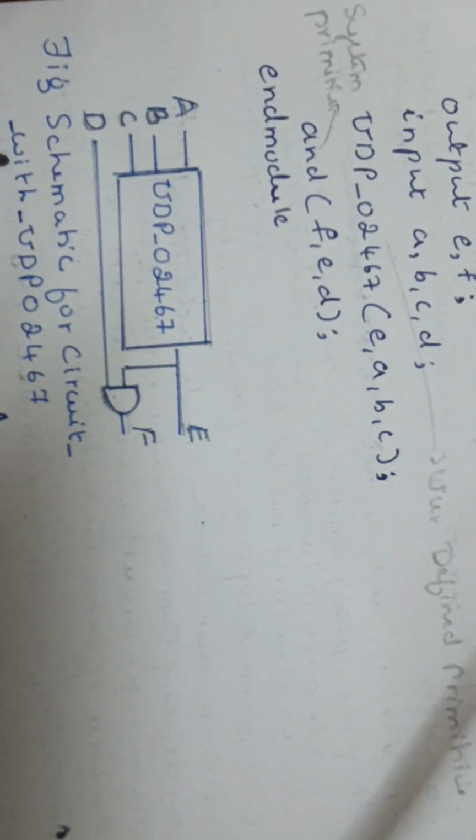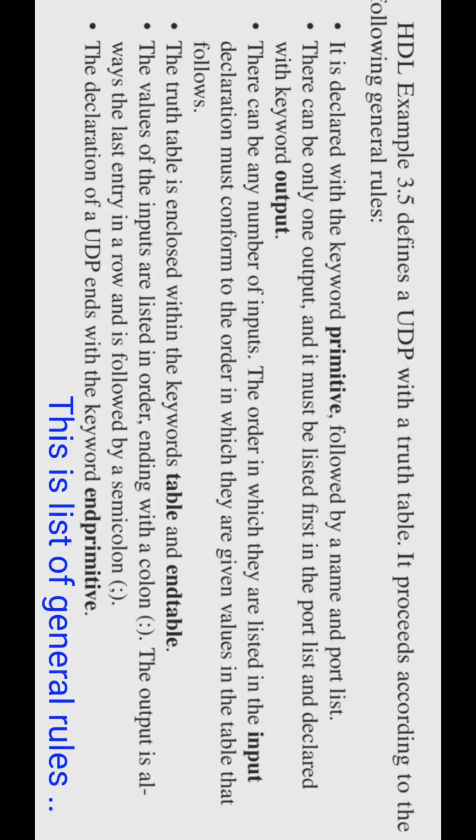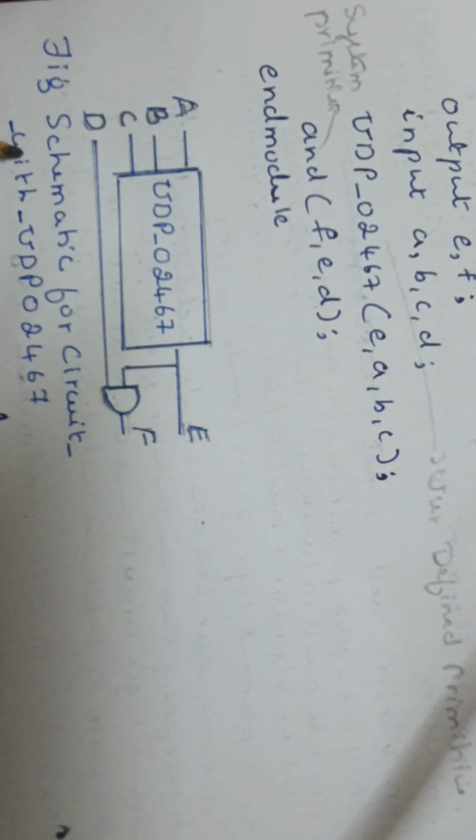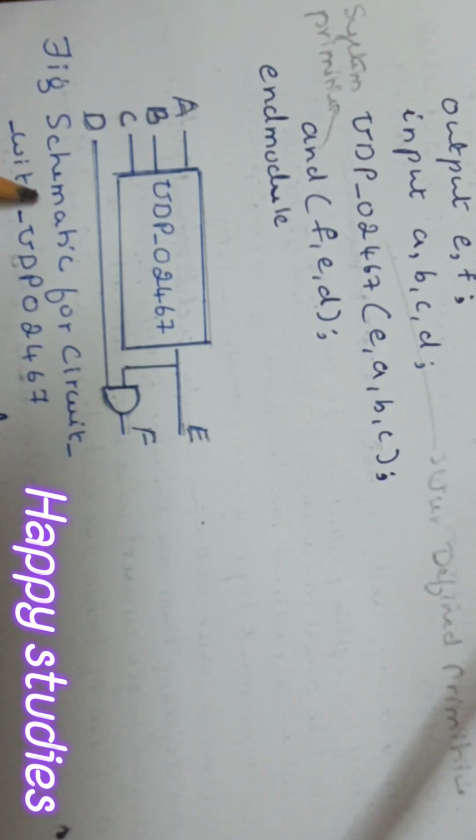Okay. That completes the discussion of user defined primitives. What is the meaning of that? What rules are used while writing user defined primitives, how they are written and how they are utilized, and writing the schematic for circuit_with_UDP_02467. And what is the meaning of this UDP 02467? That discussion is completed. I hope you understood. Thank you.